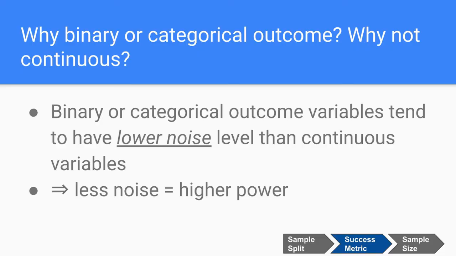Well, there's really nothing wrong with continuous. It's just that binary or categorical outcome variables tend to have lower noise levels than continuous variables. Lower noise yields higher power.